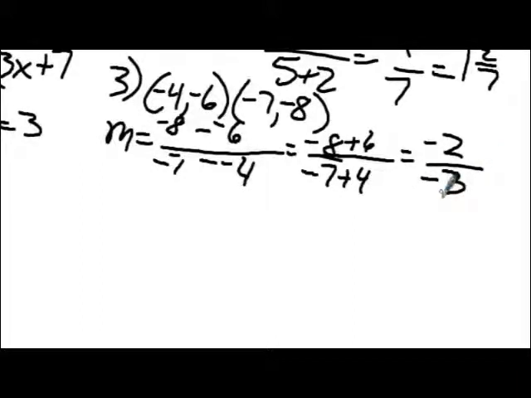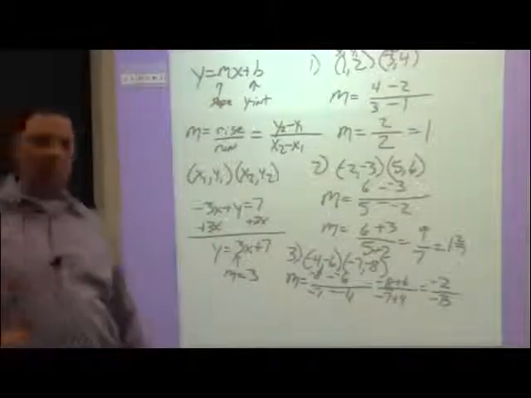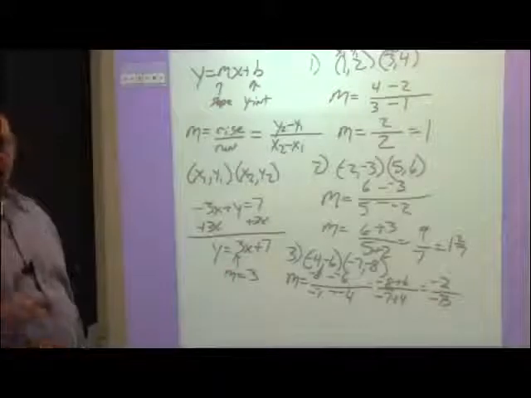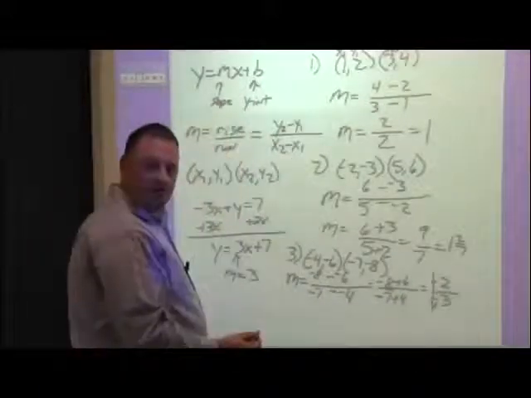And you're thinking you're done. I guarantee you they're not going to write their answer like that. You got to remember one thing. What's a negative divided by a negative? And that's a positive. So what I do is I do this. It gives you positive 2/3.